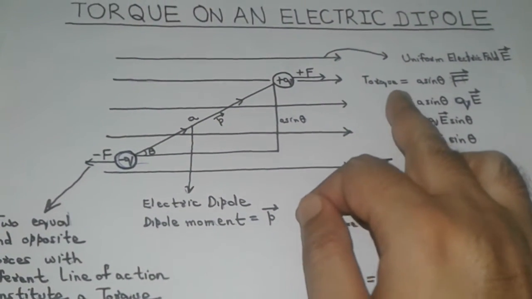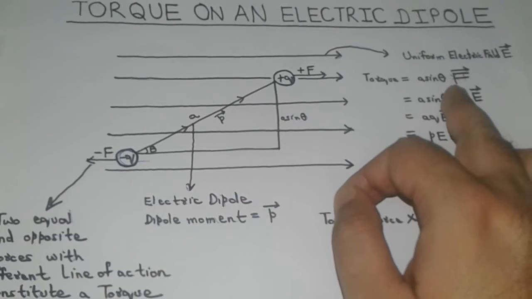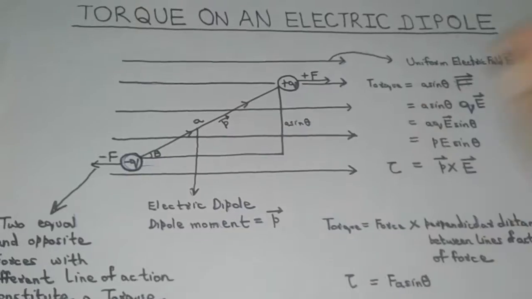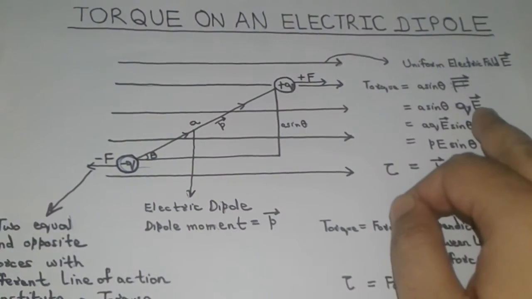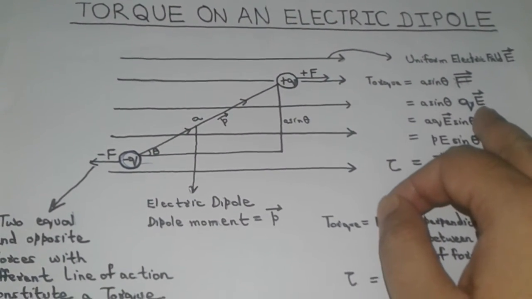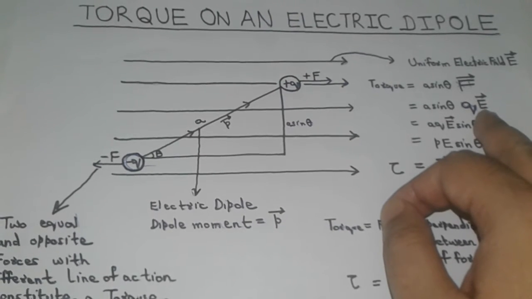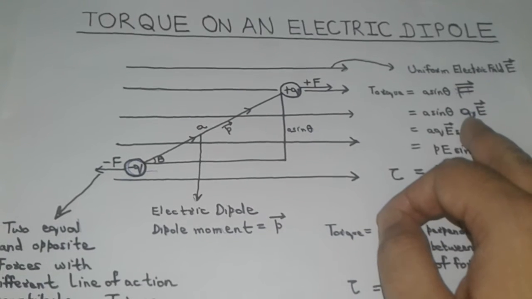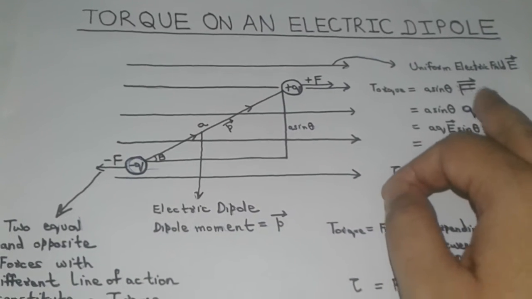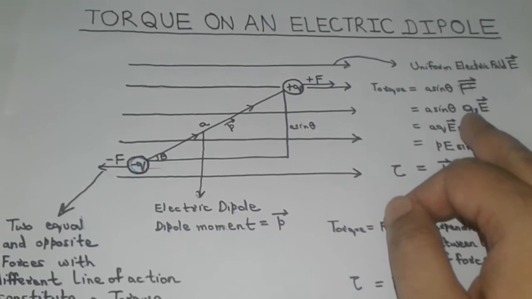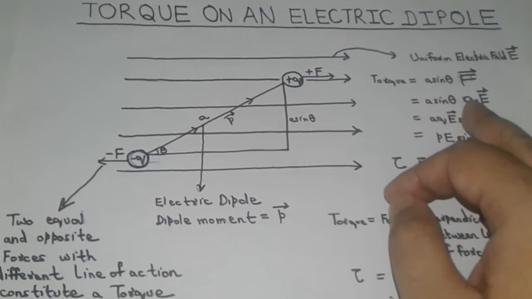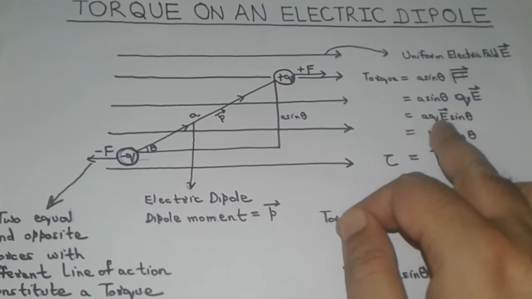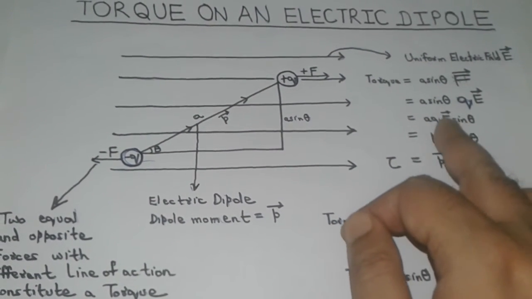Or we can write torque equal to a sin theta times F, which can be further written as a sin theta times QE. As E is the electric field intensity, which is the force experienced by a unit coulomb charge, if we multiply it with Q coulomb, we will get the force experienced by a Q coulomb point charge. So it can be further written as a Q E sin theta.